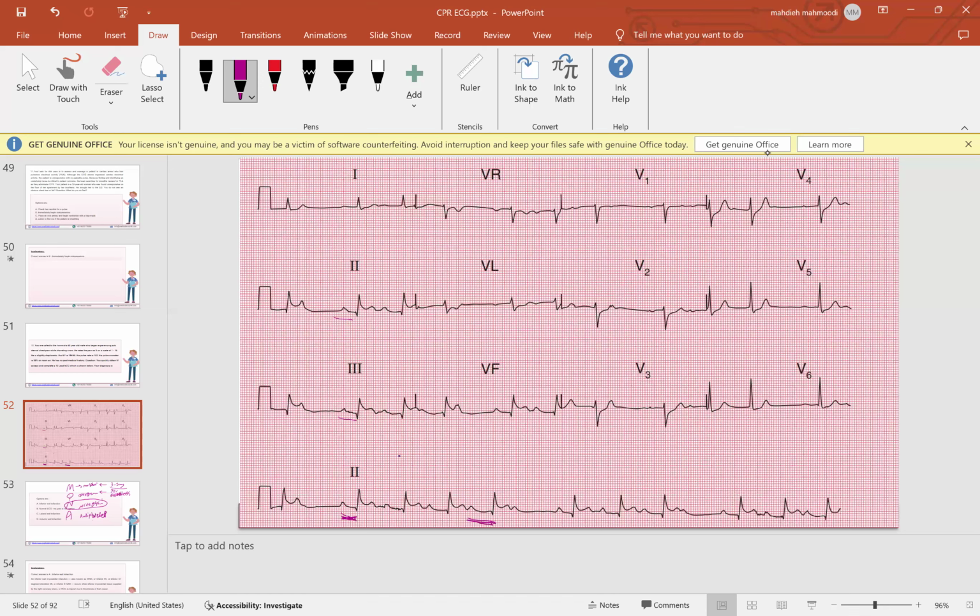It's slowly increasing. As you can see, you have 1 P. The first PR is long. This is your first degree heart block. But the second one is even longer. The third one even longer. The fourth one even longer, right? So you have a P, you have a QRS, you have a T.